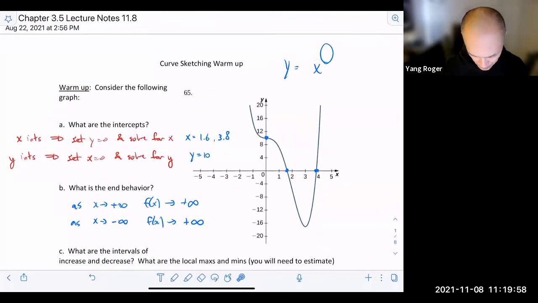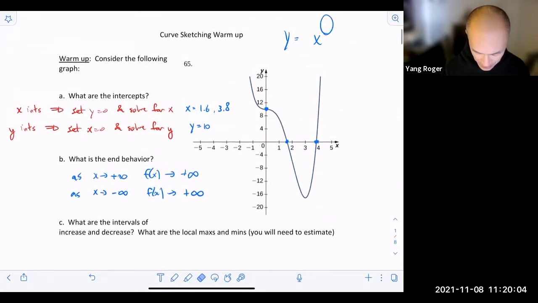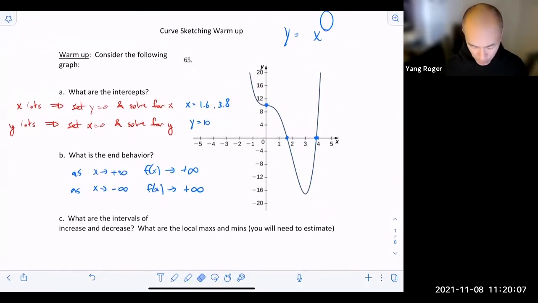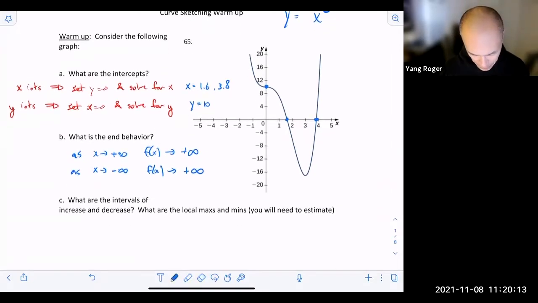Okay. Next, we want to figure out what the intervals of increase and decrease are. I'm going to do two things. I am going to both draw a little number line and also use interval notation. I haven't been making a big deal about the interval notation, but I'm going to now.